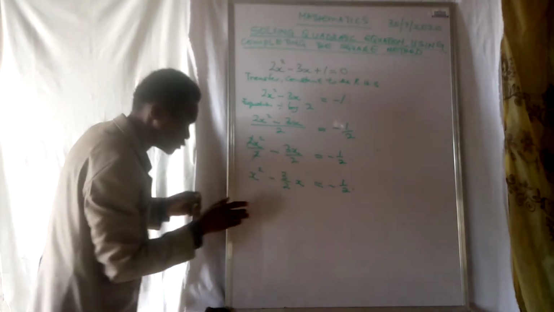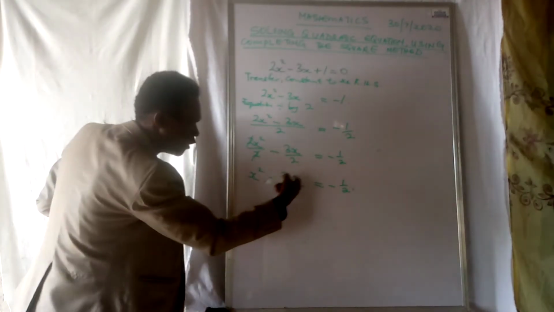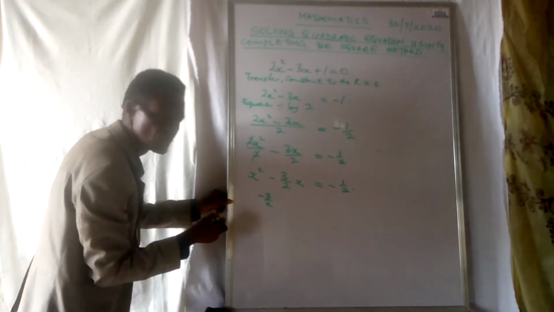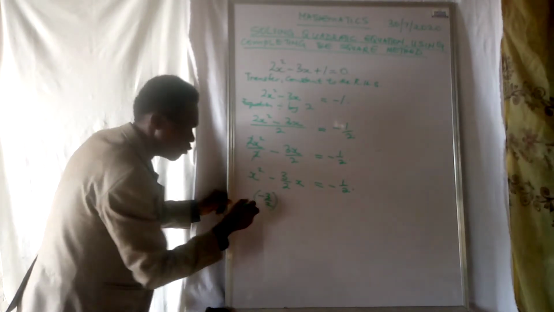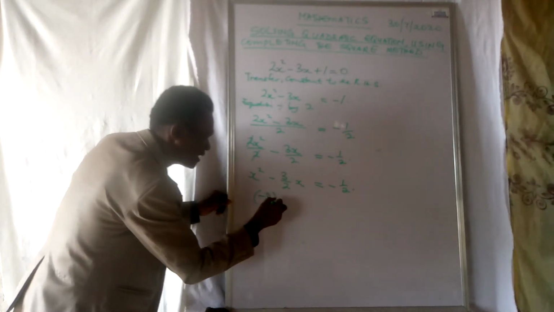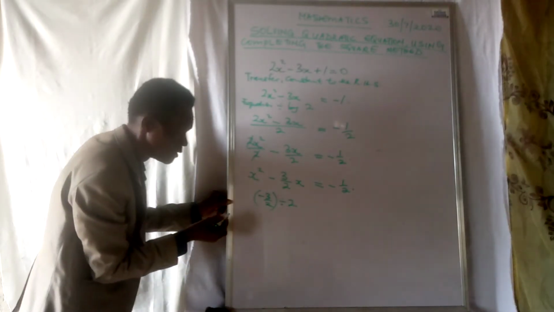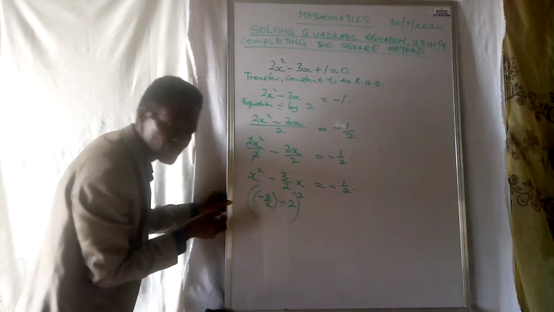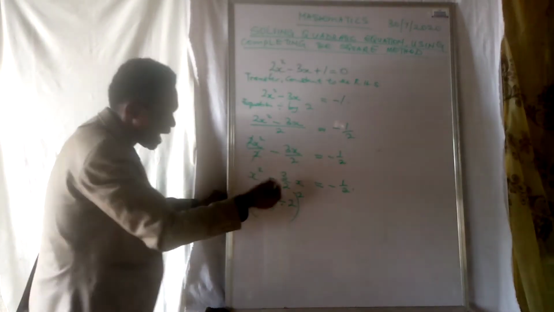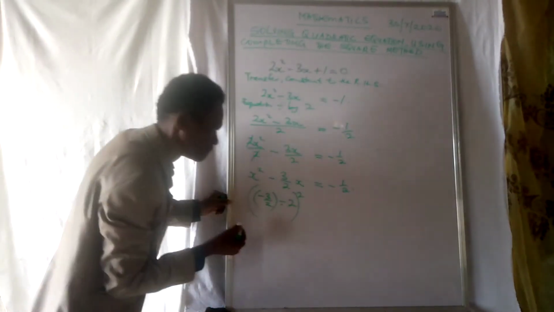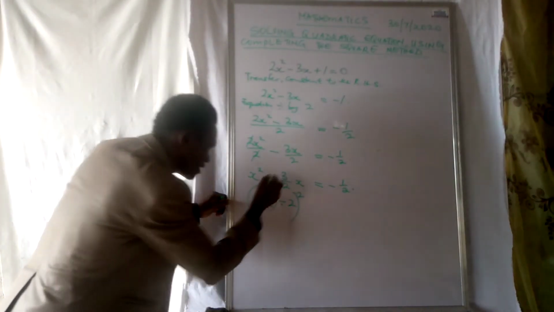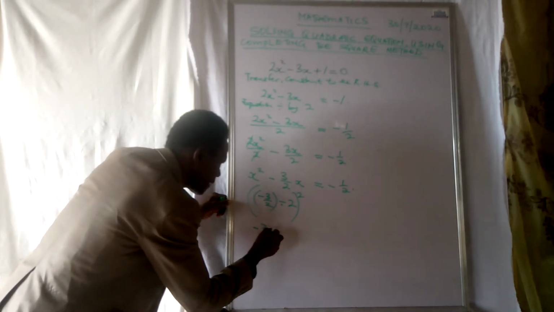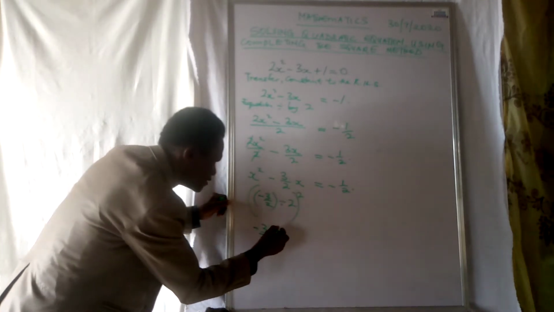This is what I mean. The coefficient of the unknown to first degree is minus 3 over 2. Now this one, we divide it by 2. Then later we square it. Then finally we add what we have to both sides. So this becomes minus 3 over 2, then divided by 2. But this 2 is 2 over 1.